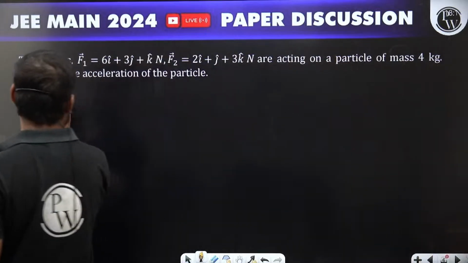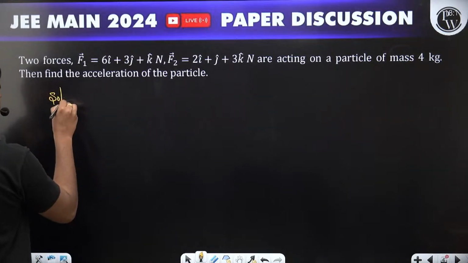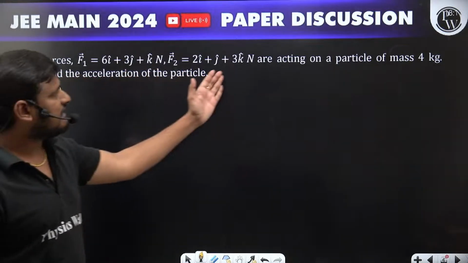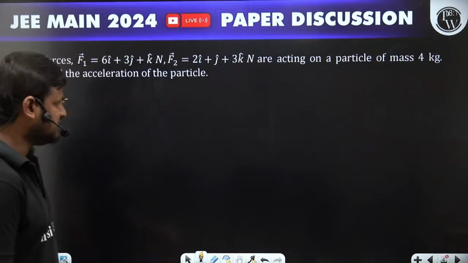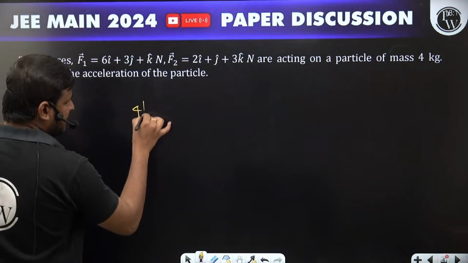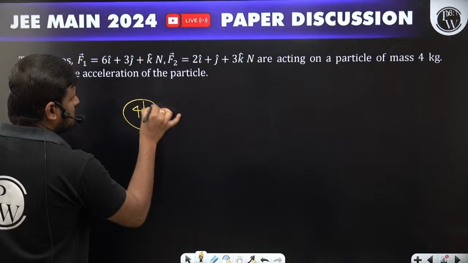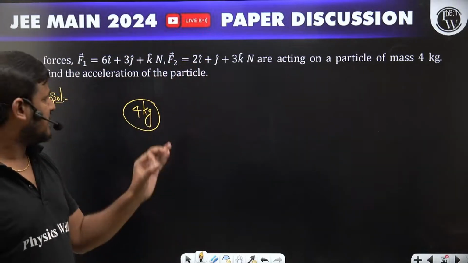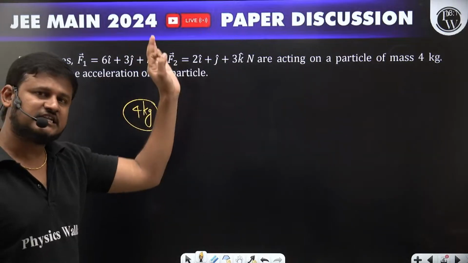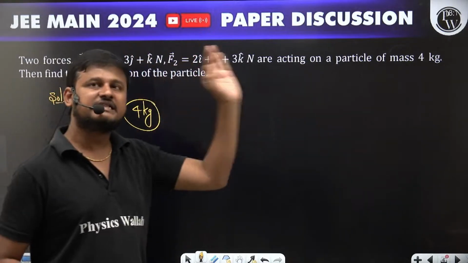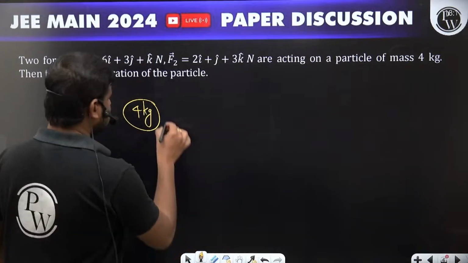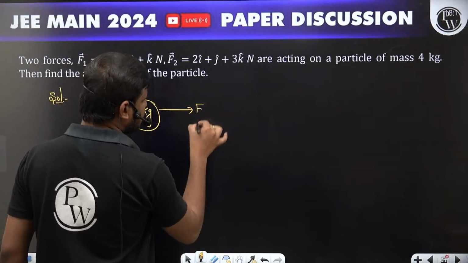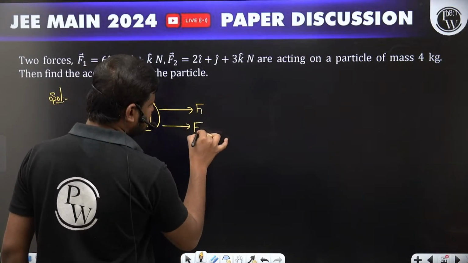So the next question. This is from NLM, the basic easy question. Two forces are acting on a particle of mass 4 kg. So this is a 4 kg particle. Here they did not mention the direction of the forces. As they did not mention, you can consider those two forces to be acting in the same direction. Okay. So force 1 is in this direction, force 2 also in the same direction.